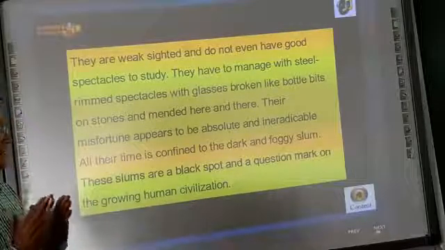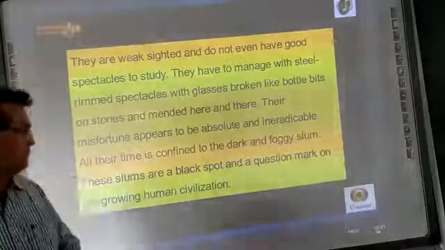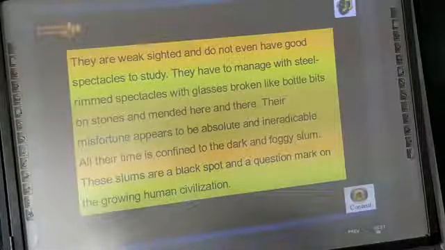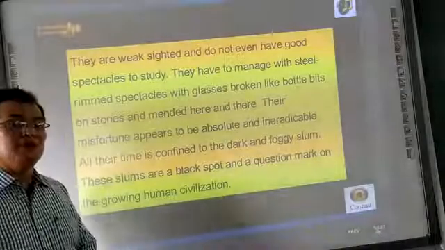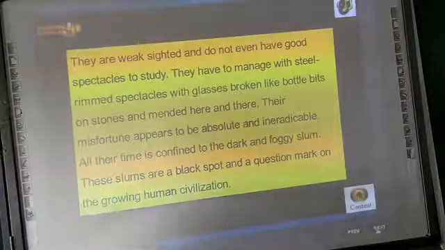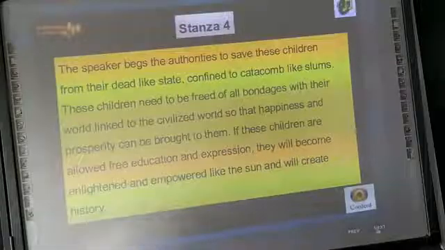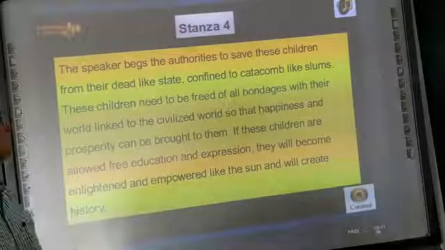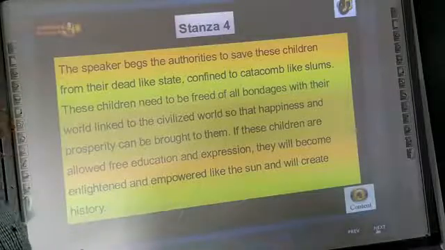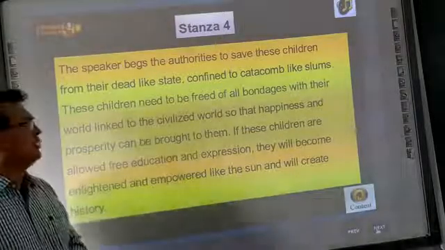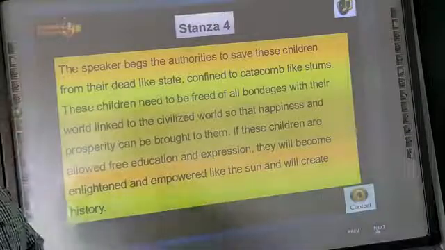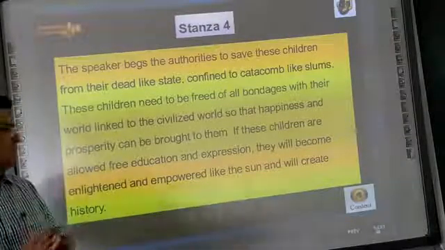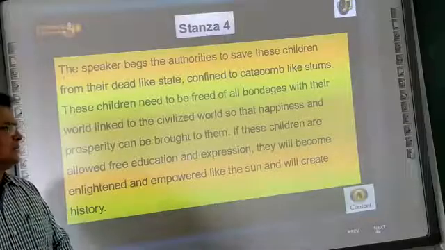All their time is confined to the dark and foggy slum. These slums are a black spot on the map and a question mark on the growing human civilization. The speaker begs the authorities to save the children from their dead-like state, confined to catacomb-like slums. These children need to be freed of all bondages, with a world linked to the civilized world, so that happiness and prosperity can be brought to them.